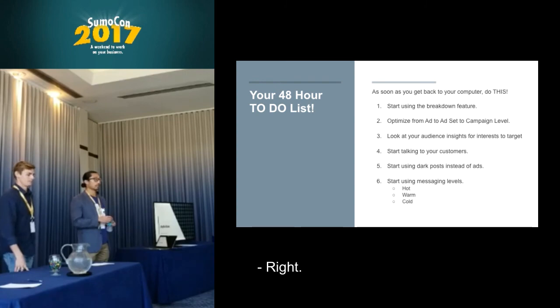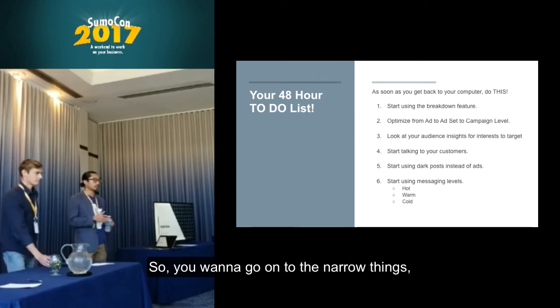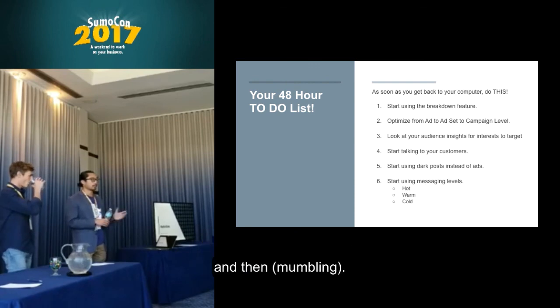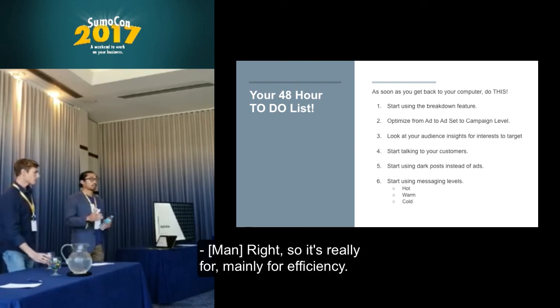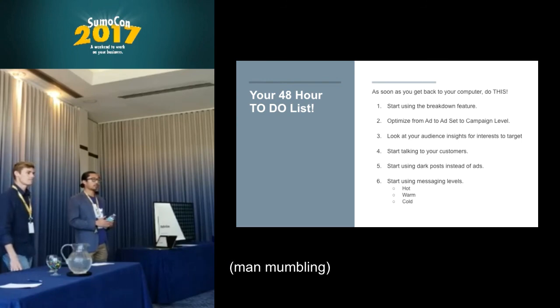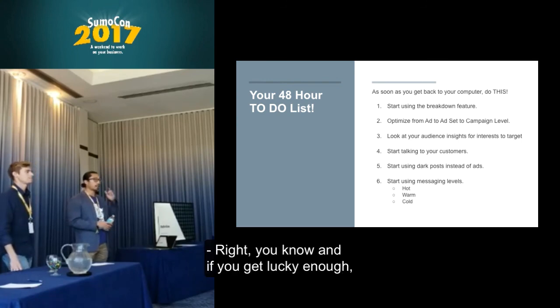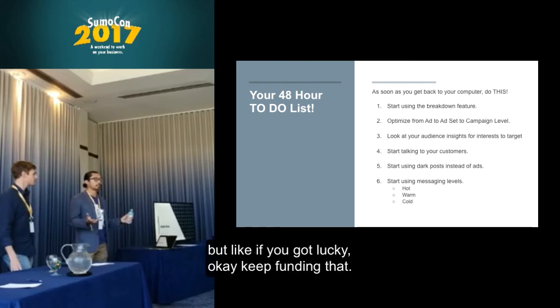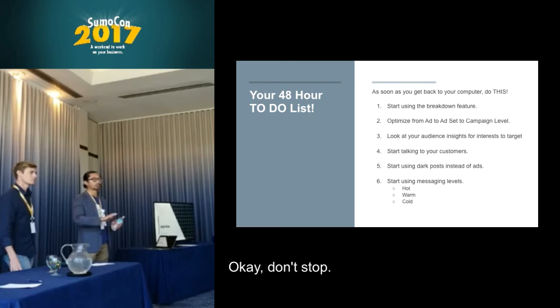Right. No, so the answer is both, right? You want to go into the narrow things and try to find your pockets of audience, and then as you scale, you have to do that anyway. So it's mainly for efficiency, which is why you want to do it from both angles. And if you get lucky that Facebook was able to find the audience you were looking for, you still don't really know who they are, but you got lucky and you can keep running that ad.